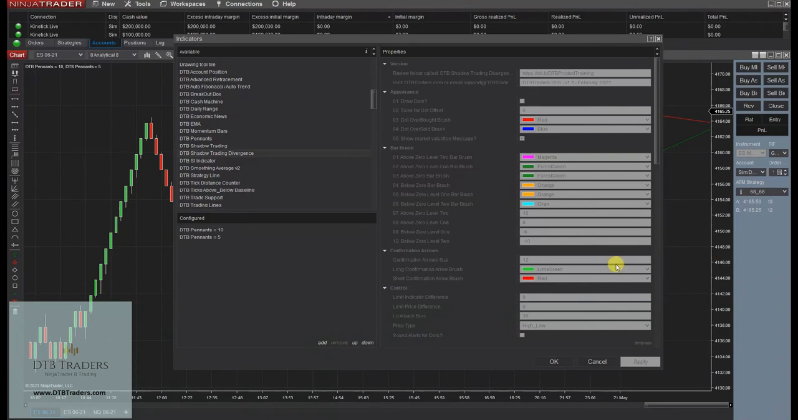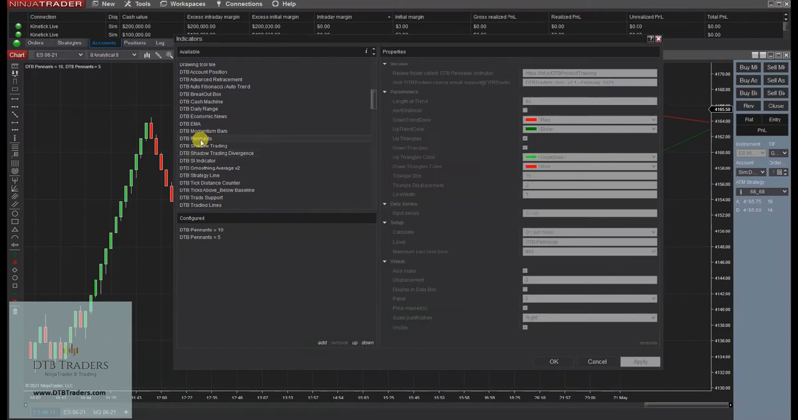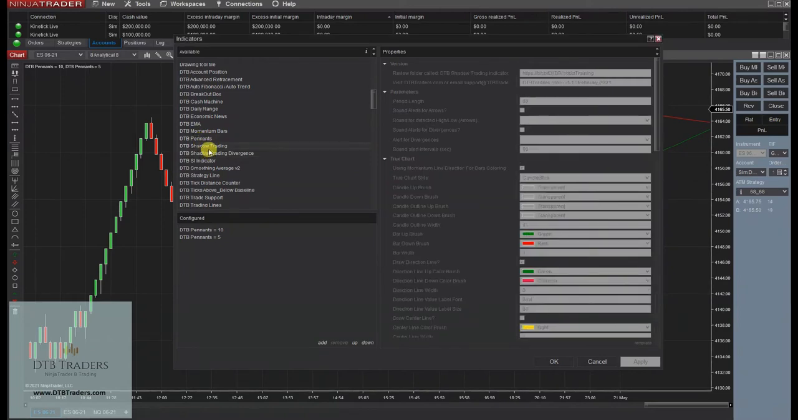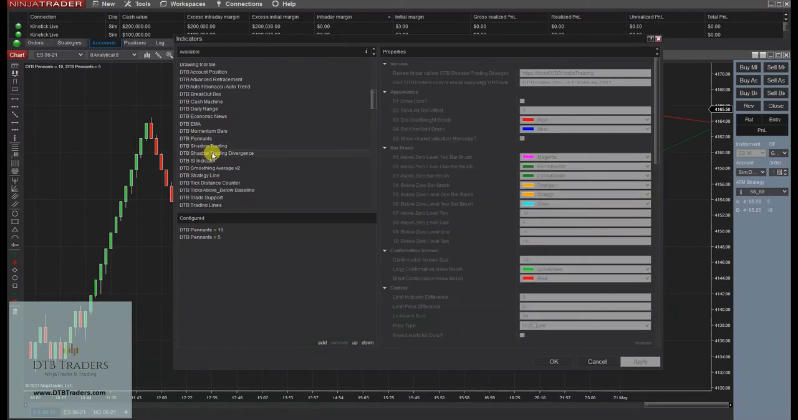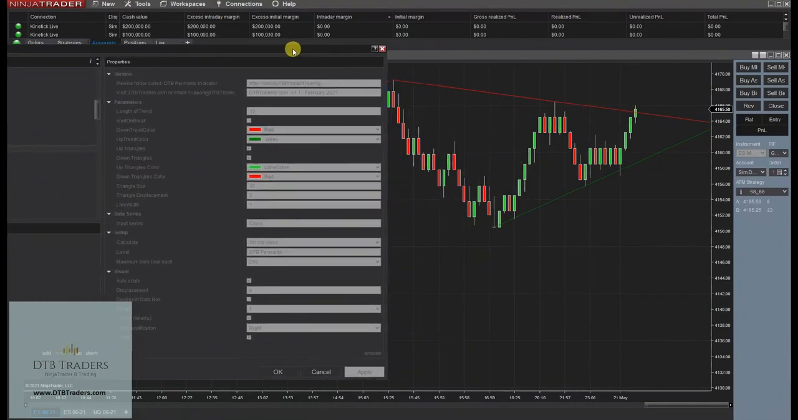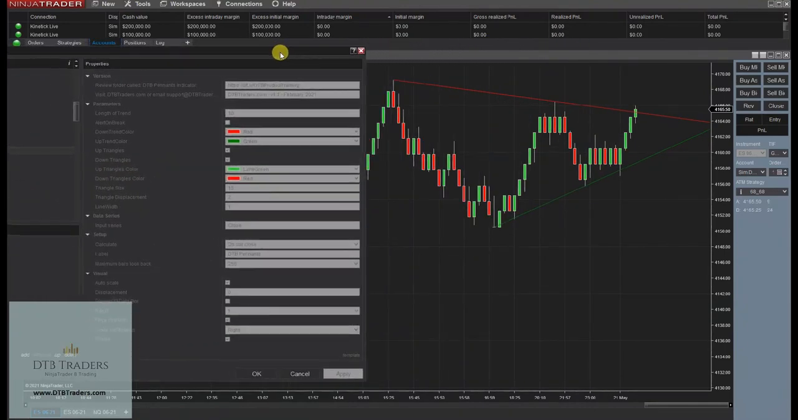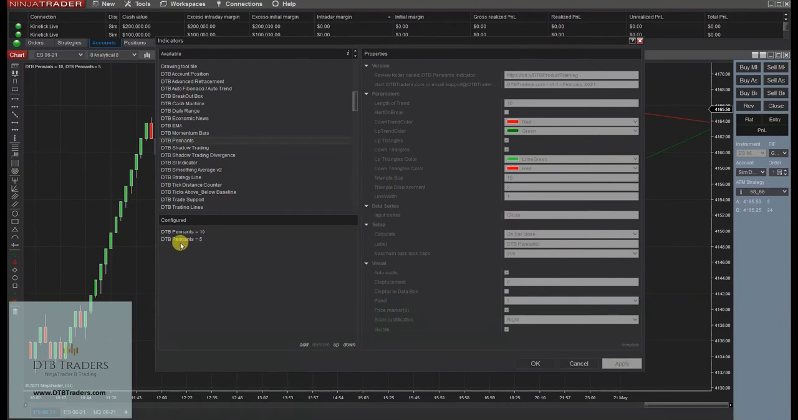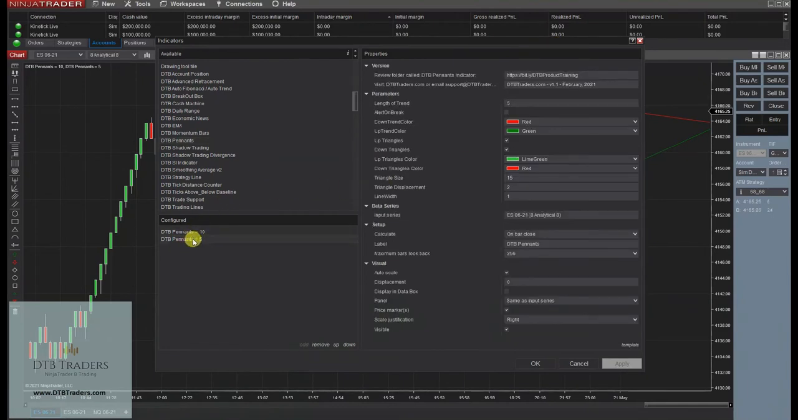Okay, so the next indicators we'll be covering are the pennants and the two different shadow trading indicators and what they look like. So with the pennants indicator, to get pennants on the chart, you'll have to add two values. If you only add one value, it's only going to draw one line. So you're going to put two values in there.